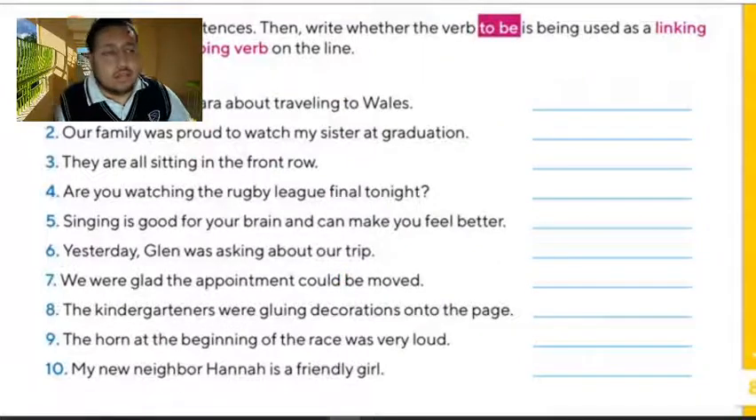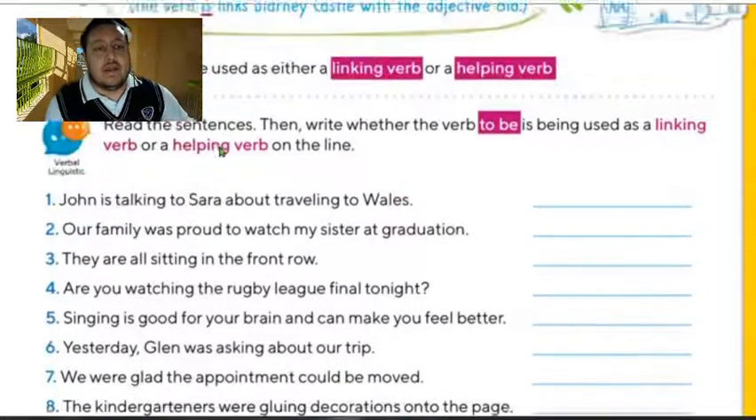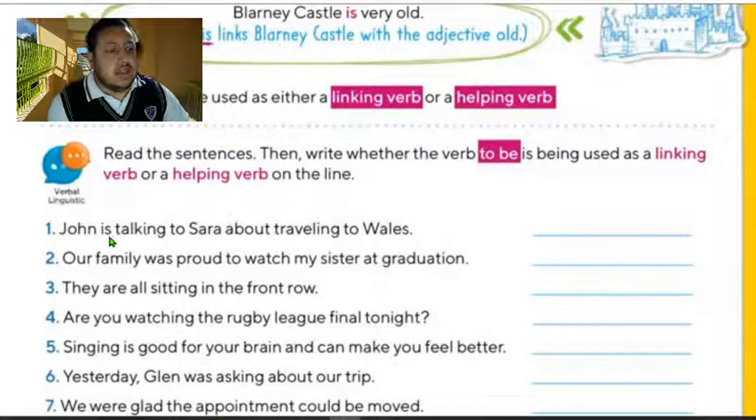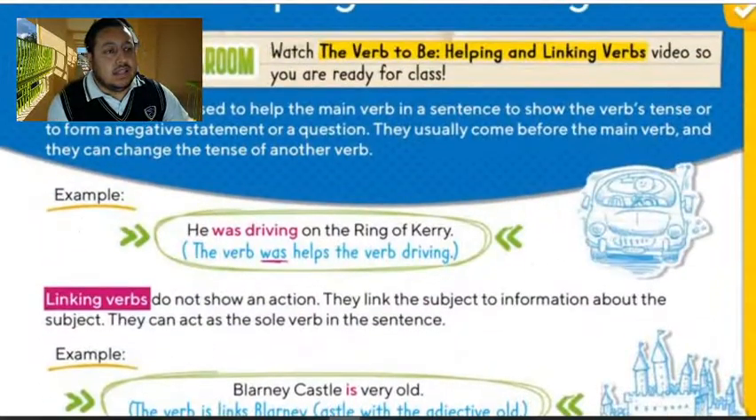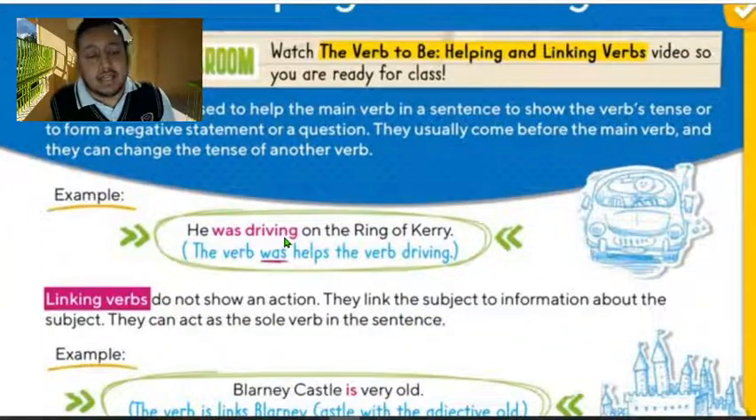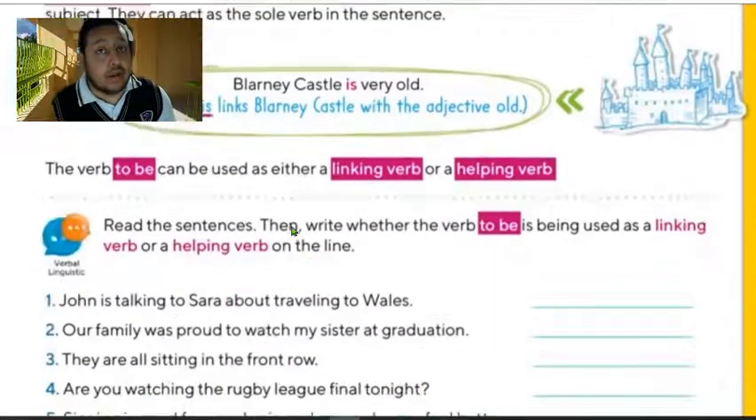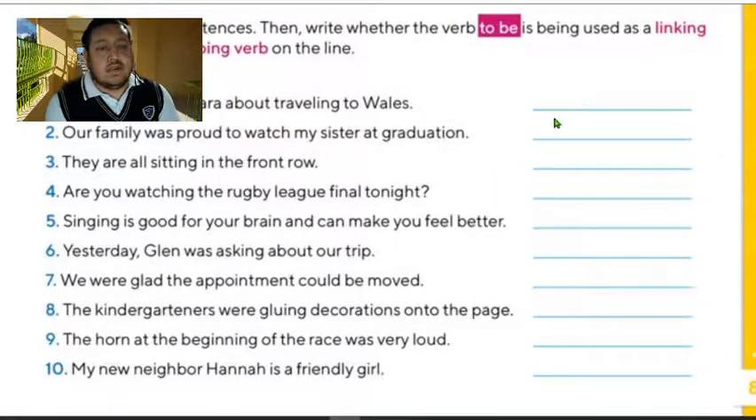Let's do number 1. John is talking to Sarah about traveling to Wales. So we have here is talking. What is this? Yes, this is helping verb. Is más el ing. Recuerden que el verb to be es am, is, are, was o were. Entonces aquí van a poner, aquí está siendo utilizado este como helping verb. Helping verb. Y así todos los demás.